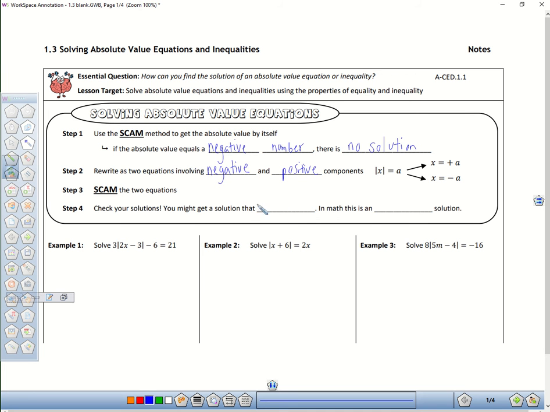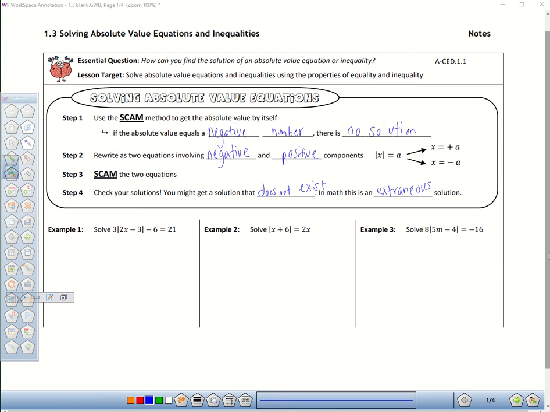You may get a solution that does not exist. In math, we call this an extraneous solution. So whenever you come up with a solution that doesn't exist to an equation, we call this an extraneous solution.